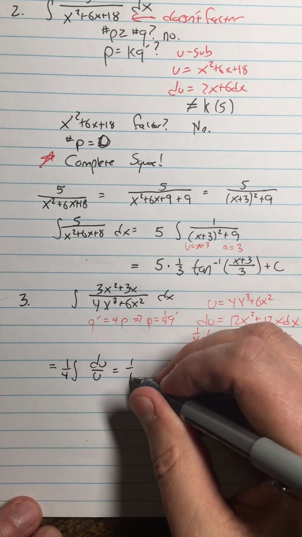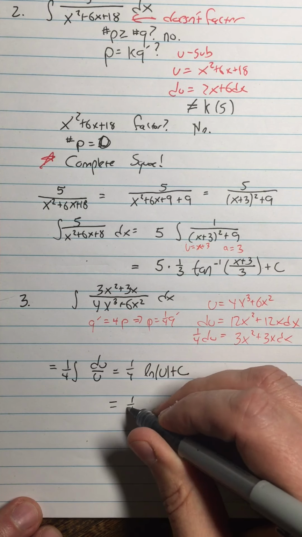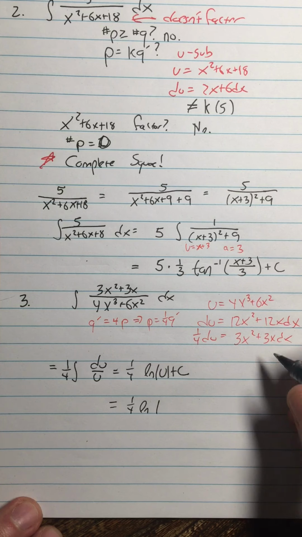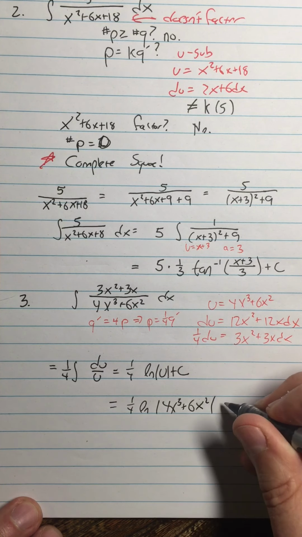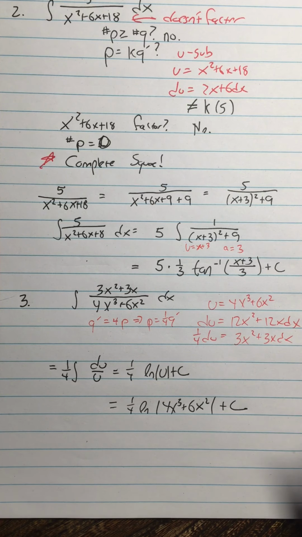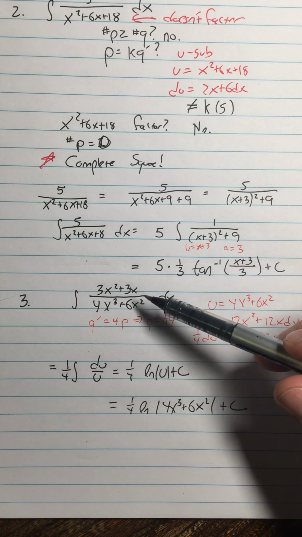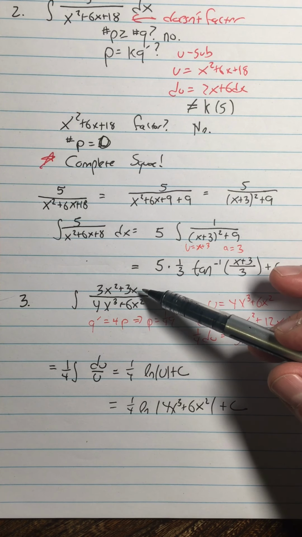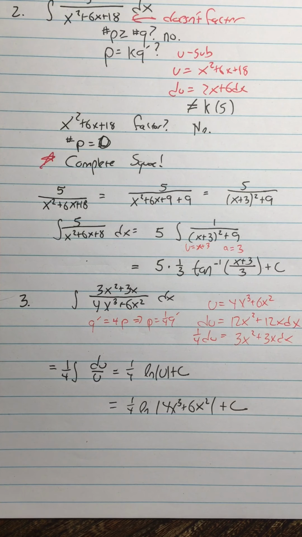And then I can say this equals 1/4 ln absolute value of u plus c, and then that equals 1/4 ln absolute value of 4x cubed plus 6x squared plus c. So that's number 3. So what happened on number 3 is, you're always watching for this: is the numerator the derivative of the denominator or a constant multiple of the derivative of the denominator? All right. Next up, number 4.